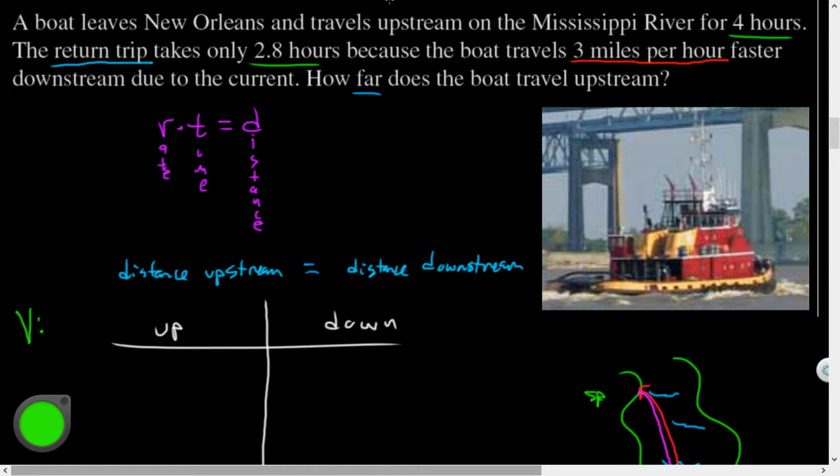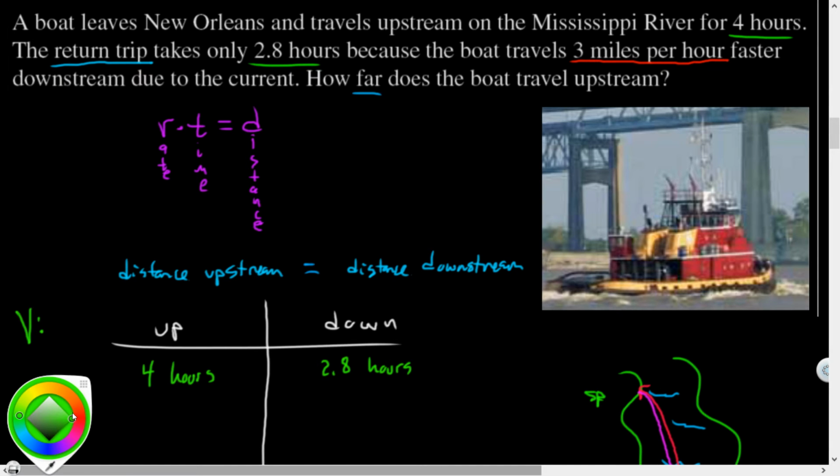How about time? Let's see. Upstream, it takes 4 hours. Okay. Downstream, it takes 2.8 hours. All right. So I'm just trying to organize. There's a lot of information going on here. I'm trying to organize this all together. Let's see. What do I know about speed? I know that the boat travels 3 miles per hour faster downstream due to the current. Okay, so when it's going downstream, it's plus 3 miles per hour compared to the upstream one, right?